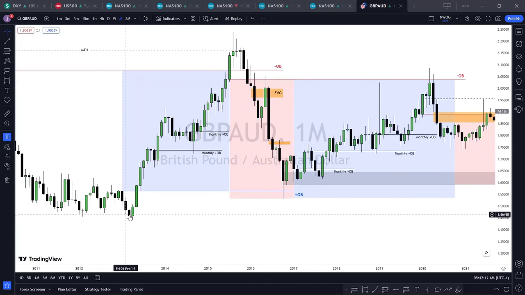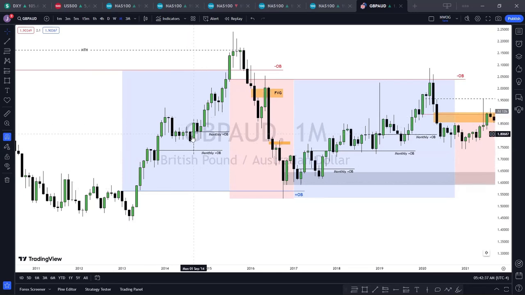Took out liquidity, broke structure to the upside, and then retraced down, forming a bullish order block, the last down close candle before the up move. So market moved to the upside and then retraced back down into the monthly bullish order block. So we expect price to find support here because the institutional order flow is bullish.